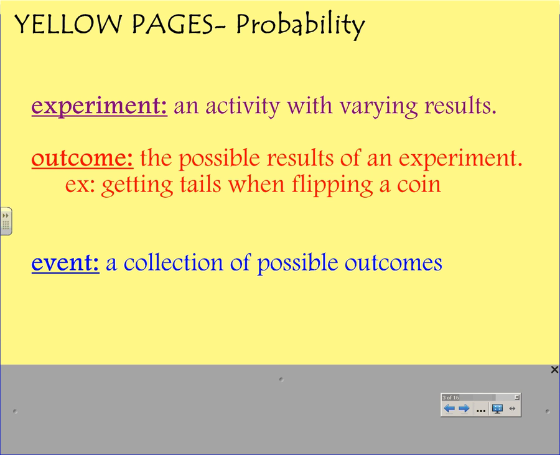The third word is event. That's a collection of all the possible outcomes. So if I listed all of the outcomes that were possible, that would be considered my event. If I flipped a coin, my possible outcomes are heads and tails. That's my event. Make sure you have those words filled in your note page.